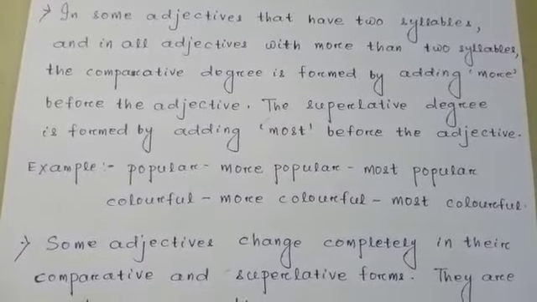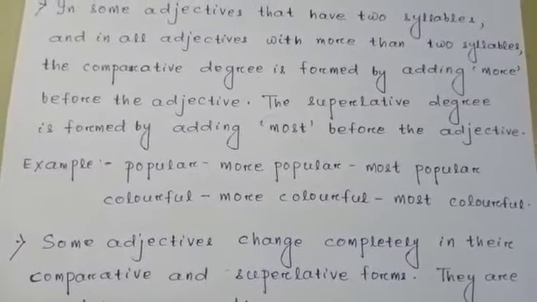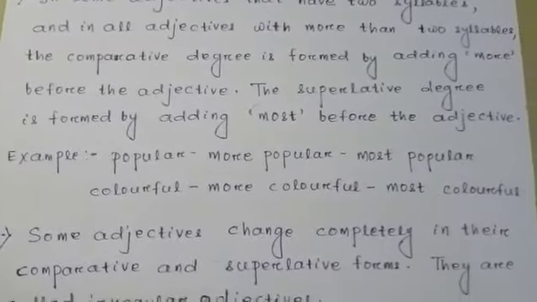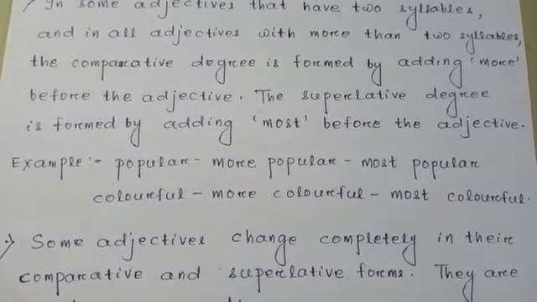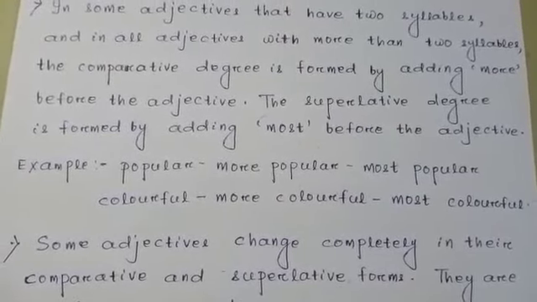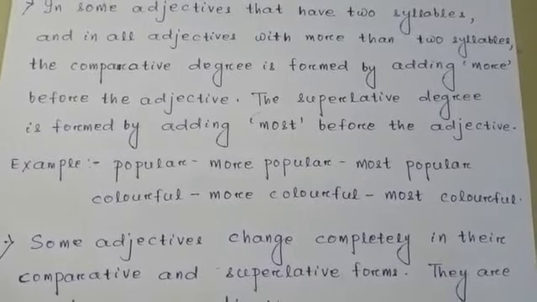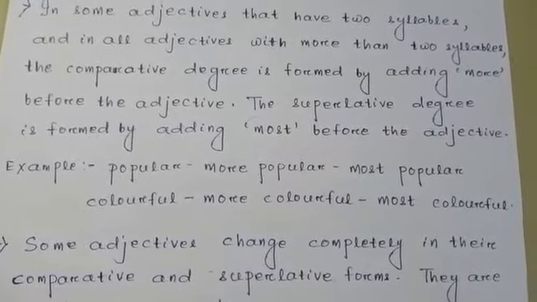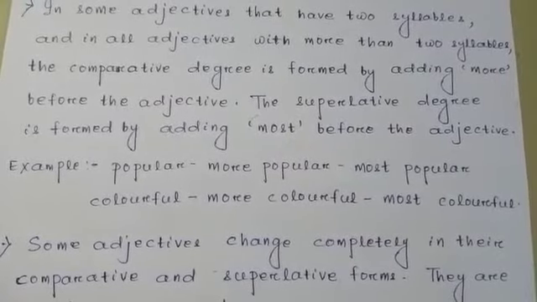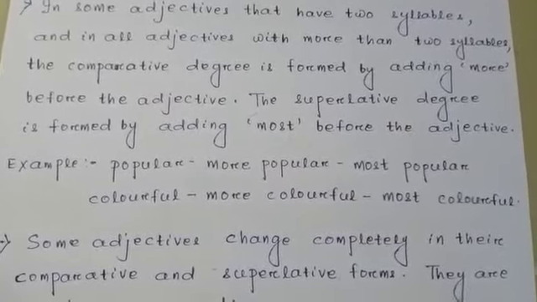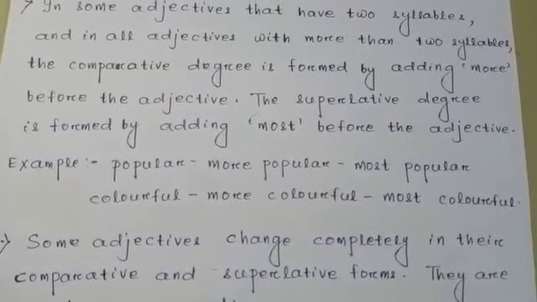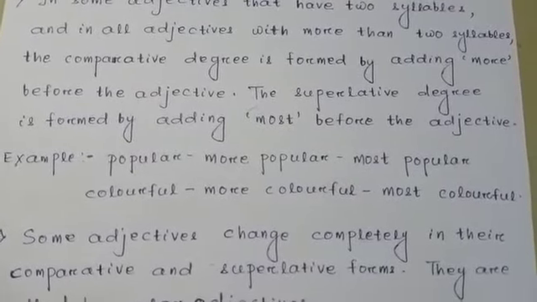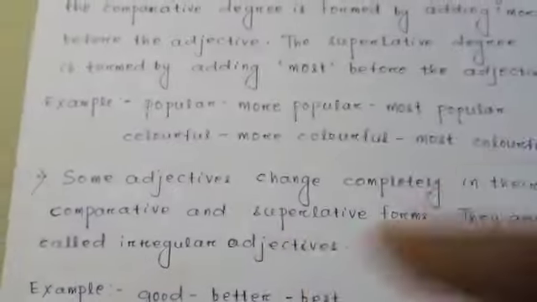In the second example, colorful, how many syllables are there? O, U. Two syllables are there. So in this case also, you add more before the adjective in its comparative degree, and most before the adjective in its superlative degree. Got this? Then come to the last point.